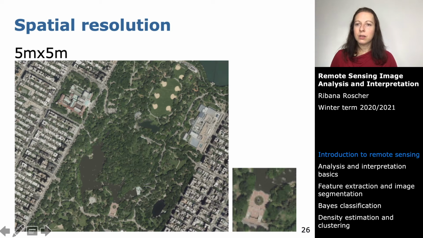But if you go down to 1 meter or 2 meters, and also to 1 meter, then you can identify a lot of details. And around a few meters, there are a lot of commercial satellites, so we are able to capture such kind of images from space, but you need to pay for it.